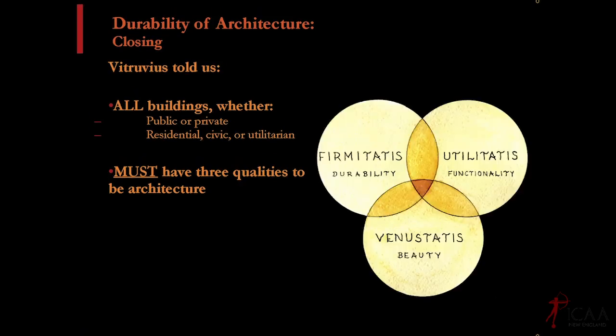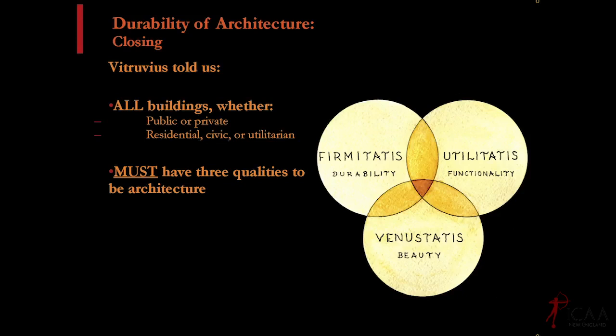And so those 3 are very famously firmitatis, which, I think the most common translation is the Victorian English Wotton translation of firmness, commodity, delight. But I actually prefer firmitatis as durability, utilitatis is functionality or usefulness, and venustatis, of course, is beauty. So he said it has to have all 3. 2 out of 3 isn't good enough. It has to be right here in the center.